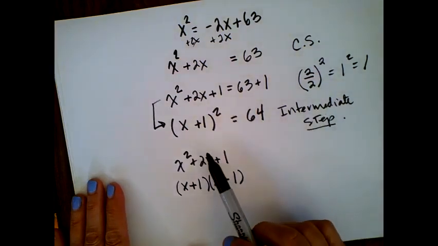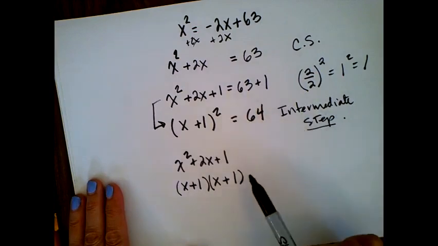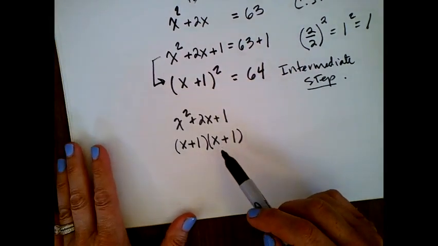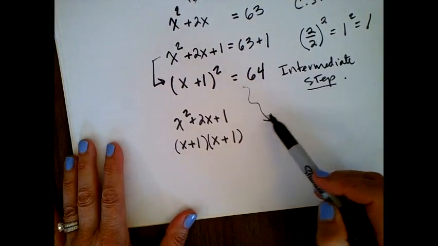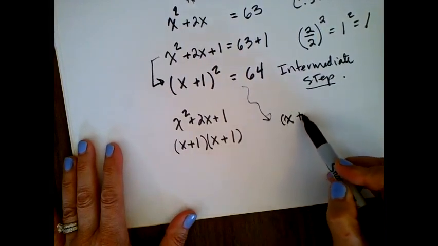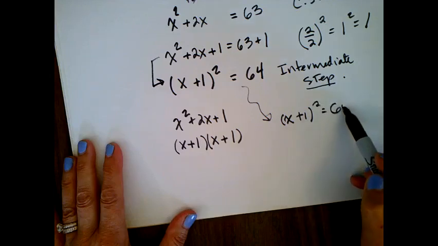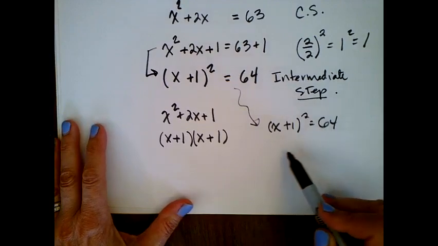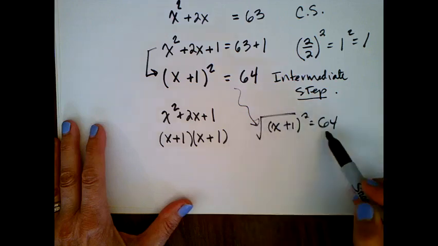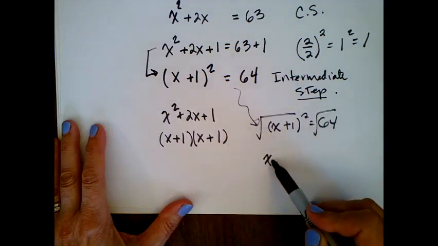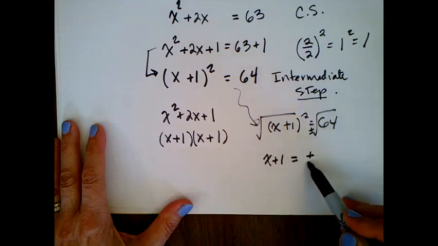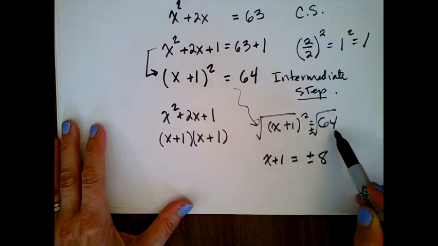Some problems will just want you to stop here if it says intermediate step. But how would we keep going? Let me draw it over here. If I have x plus 1 quantity squared equals 64, I'm going to undo the squaring by using the square root. x plus 1, I've got to remember what goes in front of that sign, the plus or minus, 8. 64 is a perfect square.